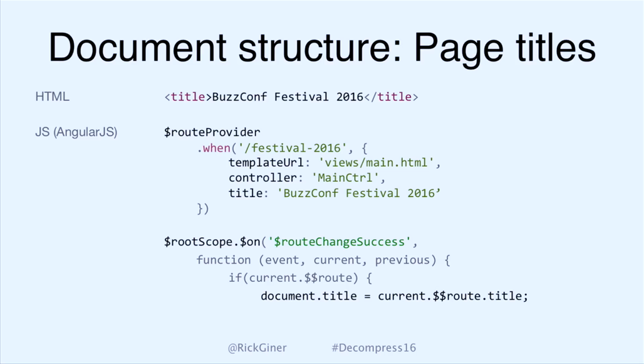Now, this is an Angular example using ng-route. There are lots of different examples. We have the route defined, we have the title defined, and the bit down the bottom, when the route has finished loading, we're just setting that title. And that's really important. It gives context to people using the page.